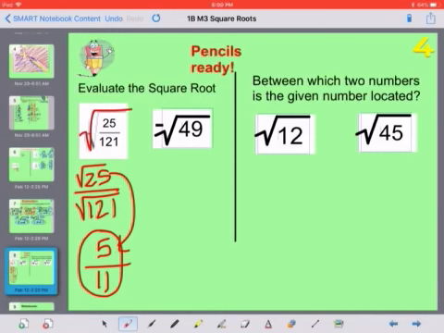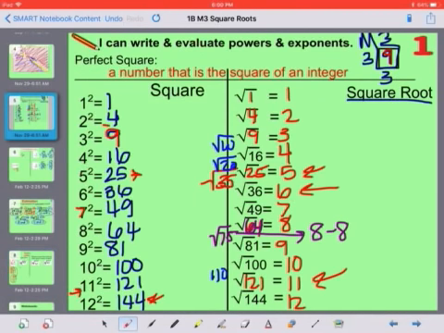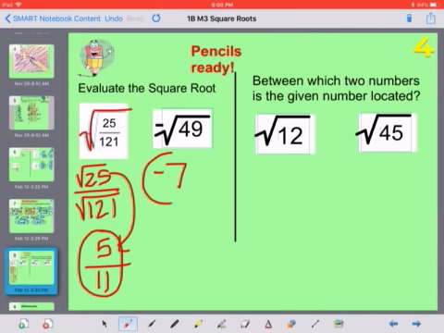To the right here, we have a negative answer, negative square root of 49. Well, the square root of 49, right here, it's on our list, is really just 7. So your answer would be negative 7.